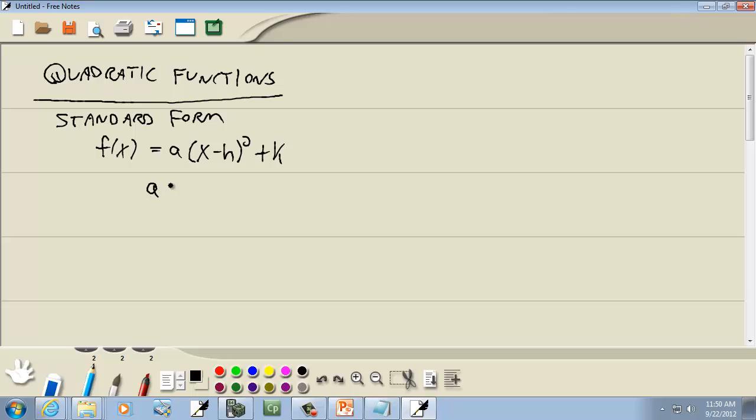Now, first off, if a is positive, if a is greater than 0, then your graph is going to open up. If a is less than 0, if a is negative, a is just a number, then it's going to open down.